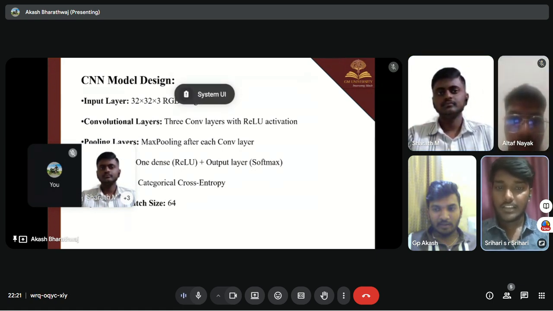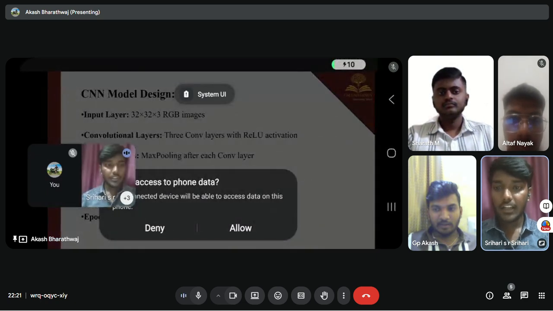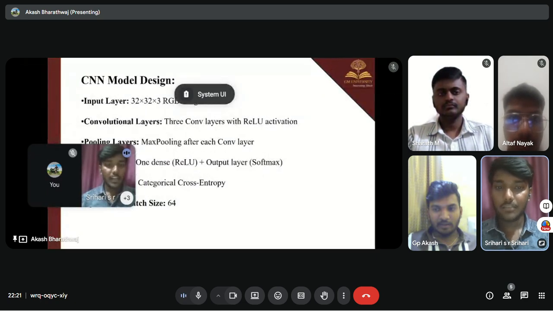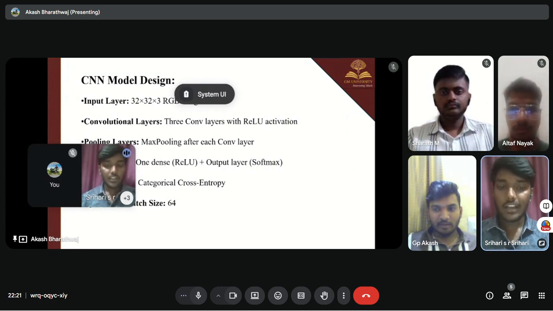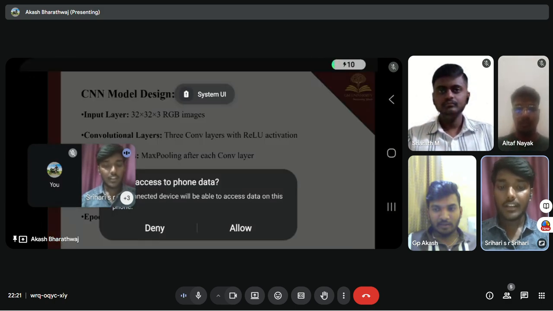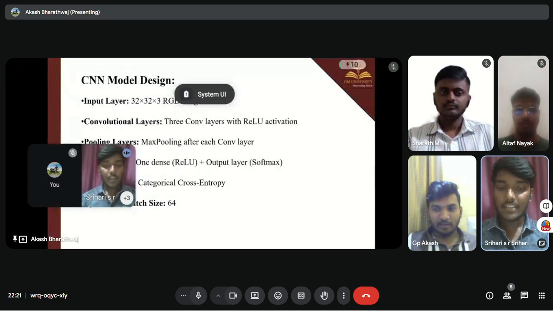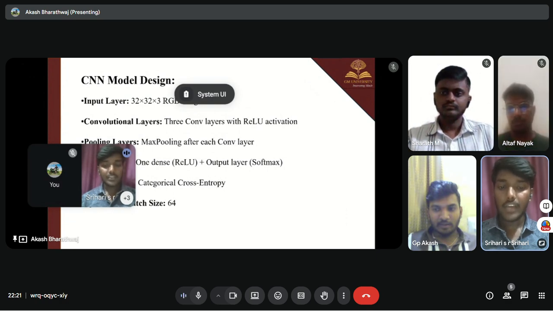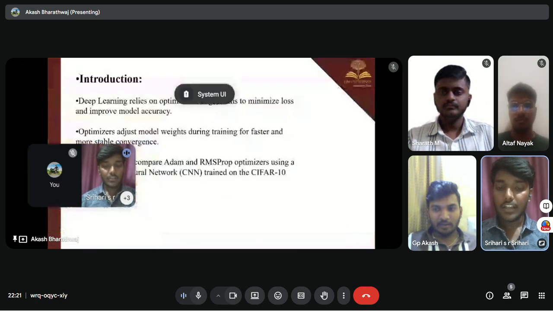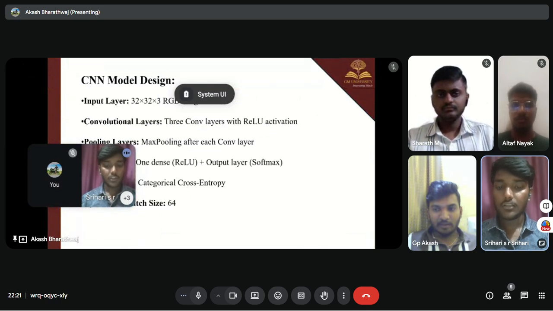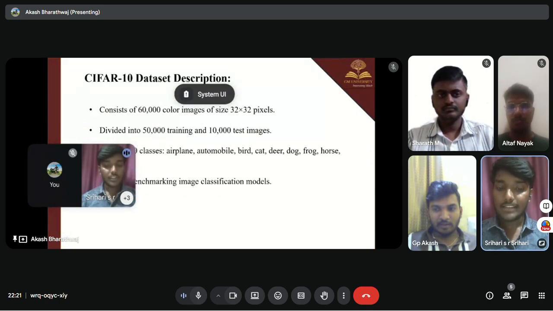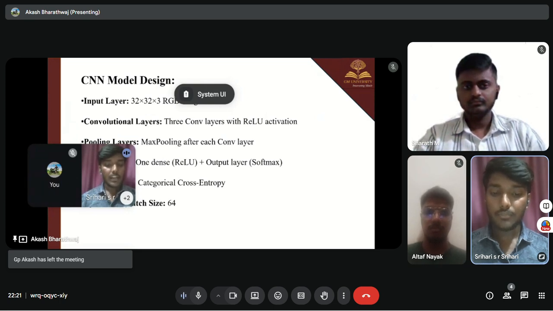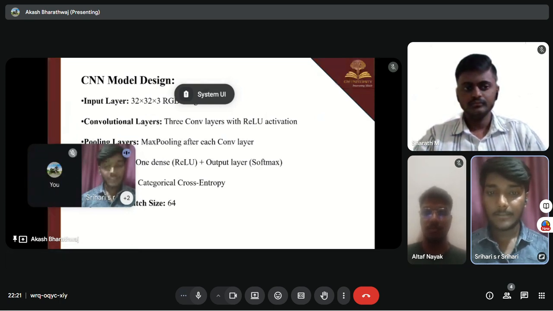Thank you, Altaf. In the CNN model design, the input layer takes 32 by 32 by 3 RGB images. The convolutional part has 3 convolutional layers, each using the ReLU activation, and pooling layers. Max pooling is applied after each convolutional layer, followed by dense layers. One dense layer with ReLU activation is followed by an output layer using softmax. The loss function is categorical cross-entropy, and training uses 10 epochs with a batch size of 64. Next slide.